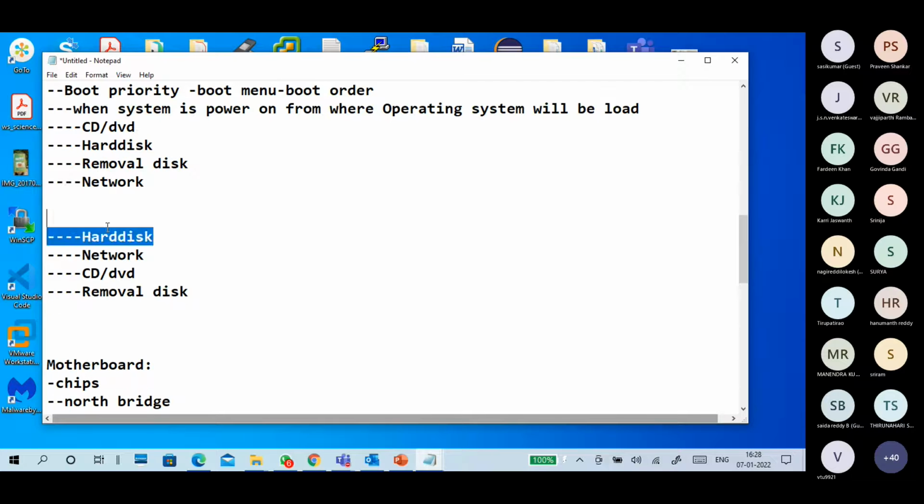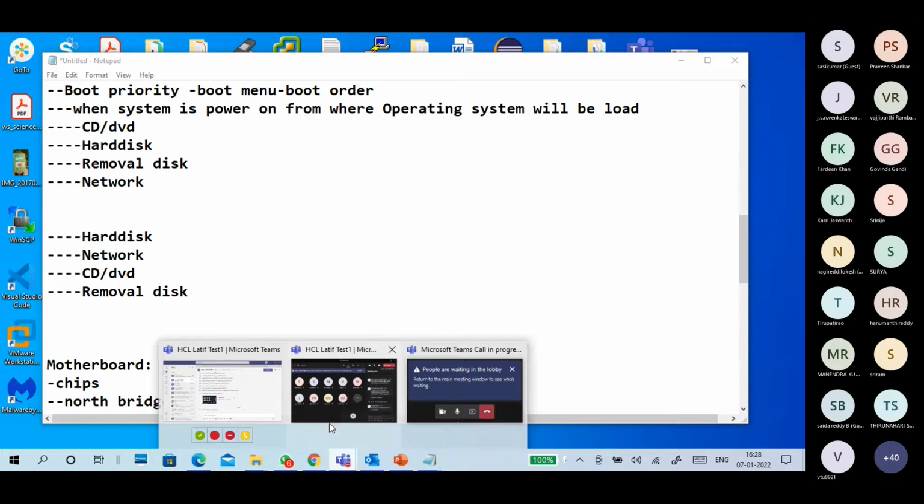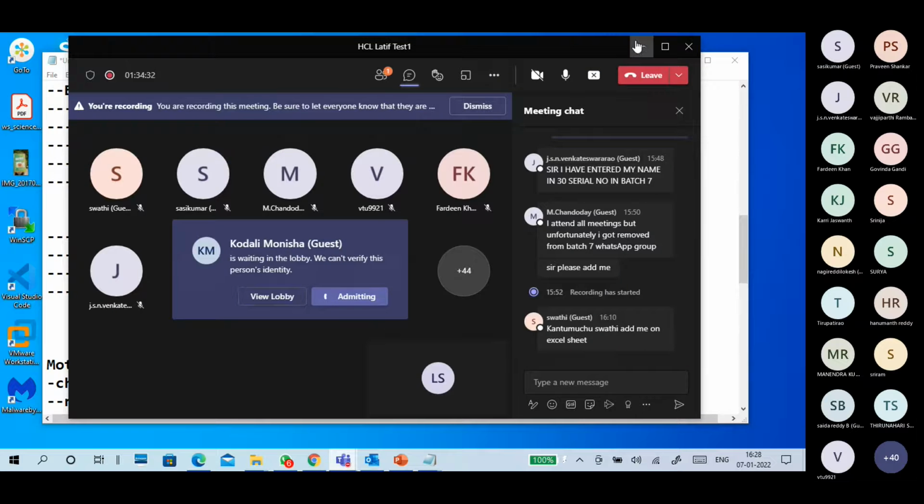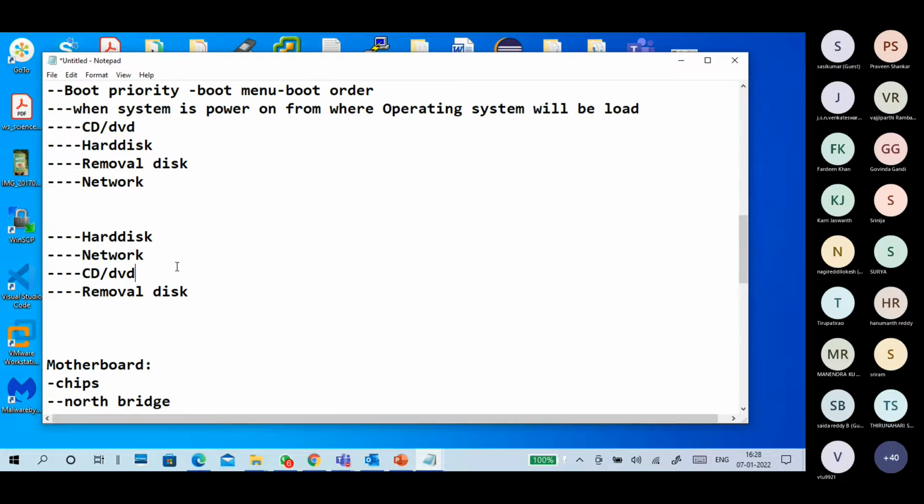For example, I put in a hard disk. My hard disk contains an operating system, but I have given a priority like this. And the CD-ROM has an operating system too, a Windows 10 DVD. So the hard disk contains an operating system and the CD also has an operating system. I start my computer. It checks for the operating system on the hard disk first. It is there, booted. That's it. It won't check in other locations.